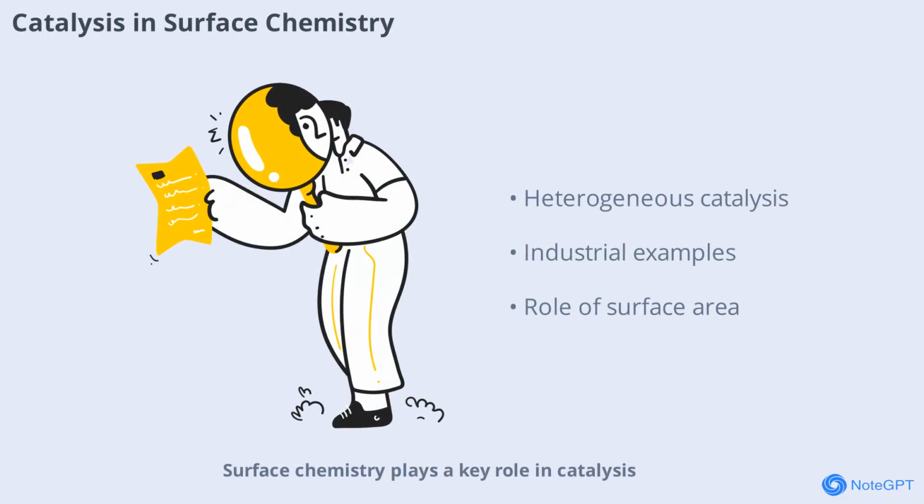Surface chemistry plays a key role in catalysis, especially heterogeneous catalysis where the catalyst is in a different phase than the reactants. We'll explore examples like the Haber process and catalytic converters, highlighting the importance of surface area and adsorption in these reactions.